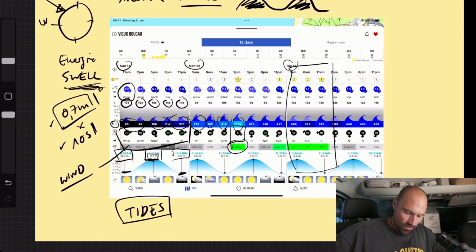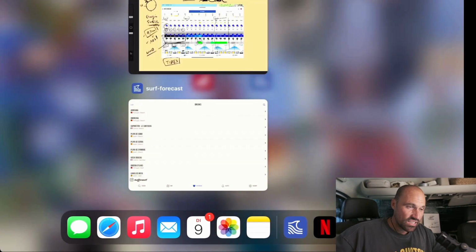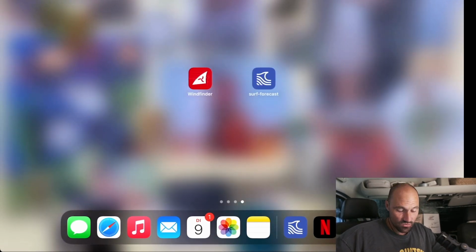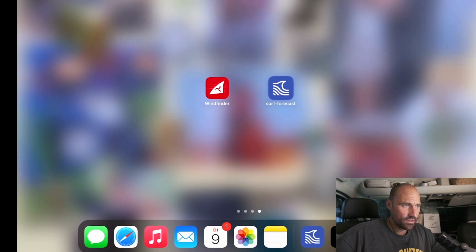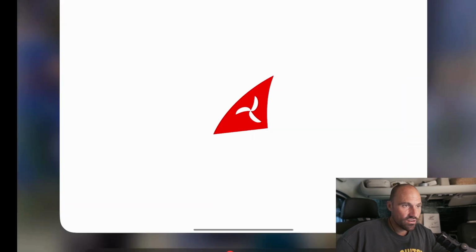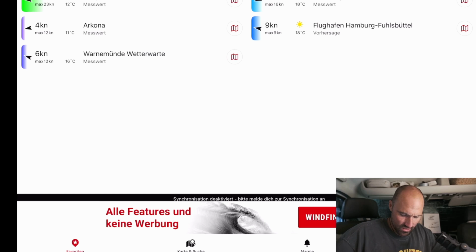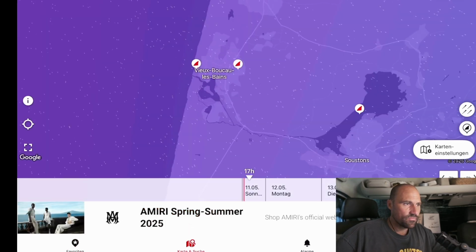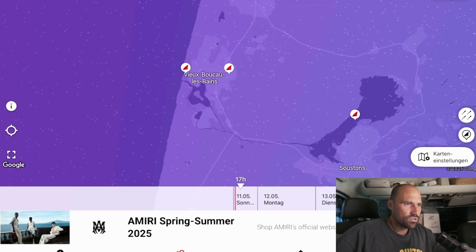Local winds is really nice. I love it. I use it almost every day. I go to Windfinder for the wind. A lot of kite surfers are using it. So Surf Forecast I use personally for my surf forecasting for the waves. But with Windfinder, I always want to check the local winds. I go to cards, meaning I want to look at the map.